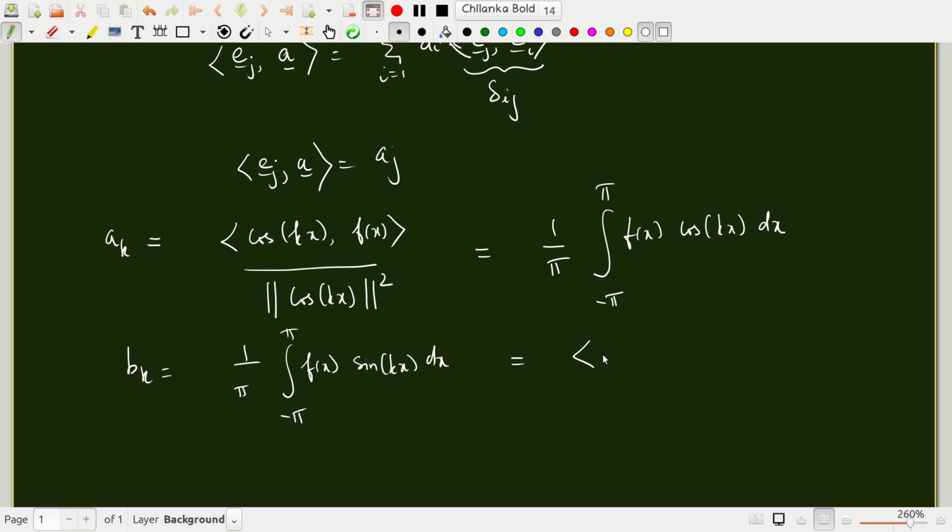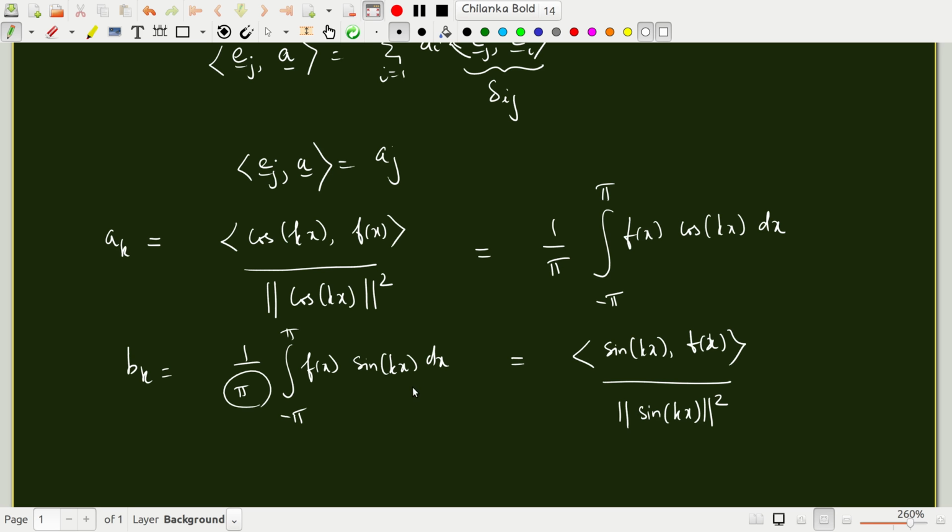That is nothing but the inner product of sin kx and f of x, divided by the norm of sin kx, whole squared. If the functions are already normalized, then the denominator will be 1. If they aren't, you have to just take whatever that value is. In this case, it is just pi, so 1 over the denominator is just 1 over pi. You have to just use whatever you get.